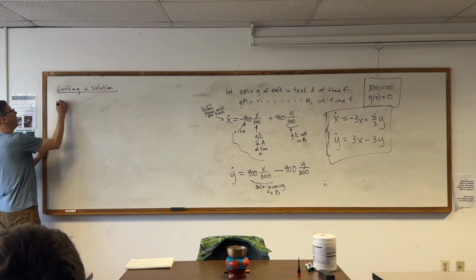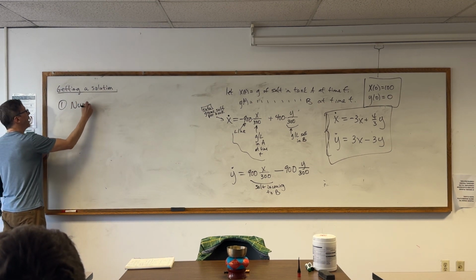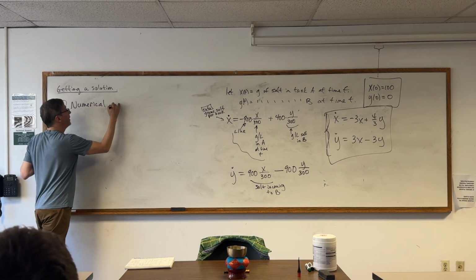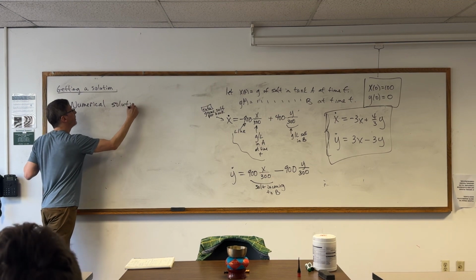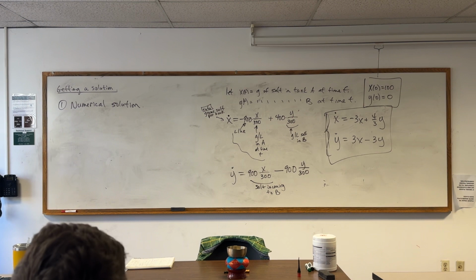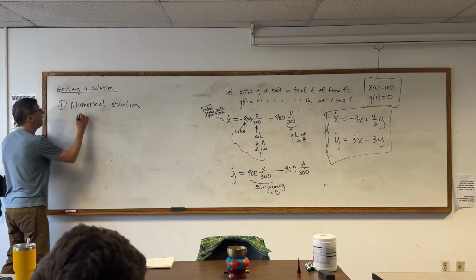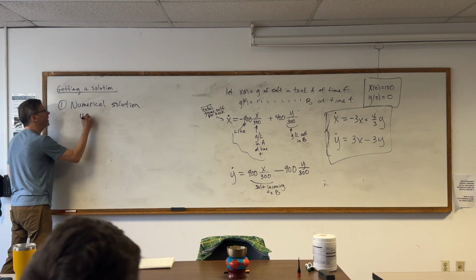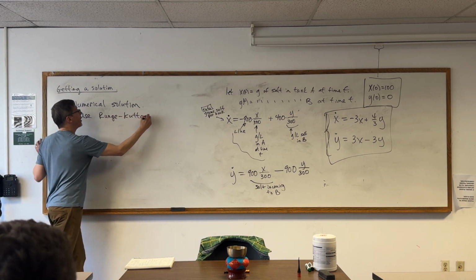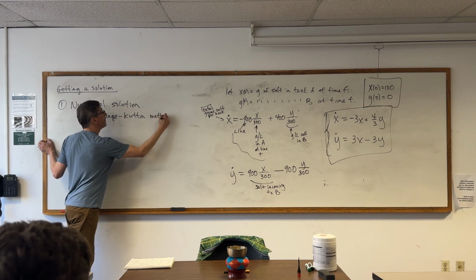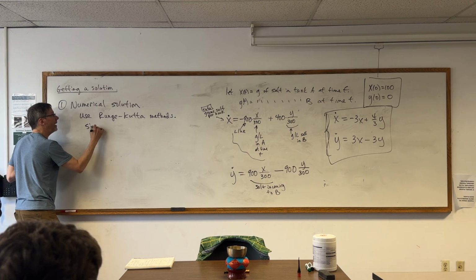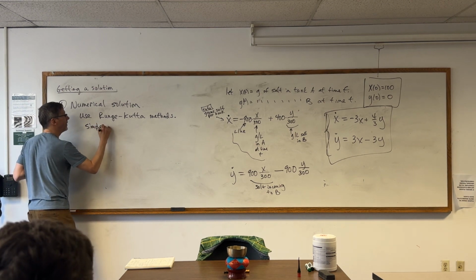The first method would be a numerical method, and that's what the D-Field app that we've been using does. So a numerical solution essentially involves Euler's method. Unless you want a better one, in which case we're going to open this up to a whole range of Runge-Kutta numerical methods, the simplest of which is Euler's method.